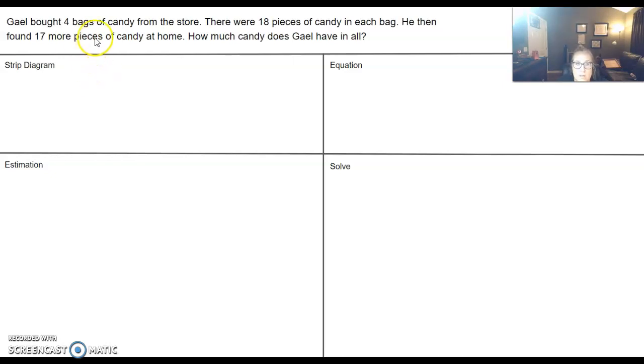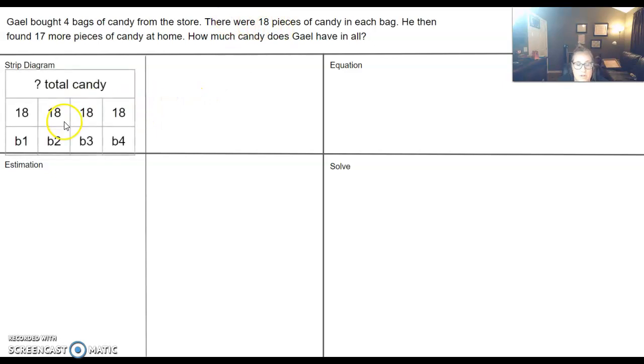So I'm going to start with the first step, which is he bought 4 bags of candy, and each bag has 18 pieces. So I have my strip diagram. Here's bag 1, bag 2, bag 3, bag 4, and there's 18 pieces in each one, and I'm trying to figure out how much candy he has altogether. So I'm going to go ahead and write my equation. So it would be 4 groups of 18. Remember that multiplication sign means groups of. So 4 groups of 18 is going to tell me how much candy he has in total.